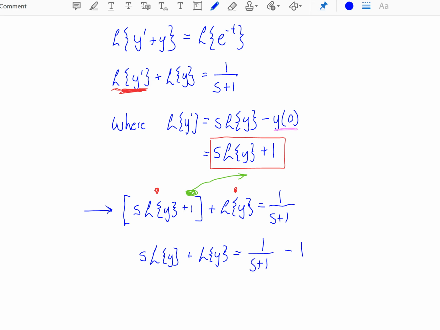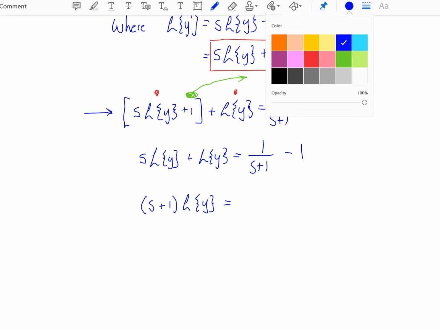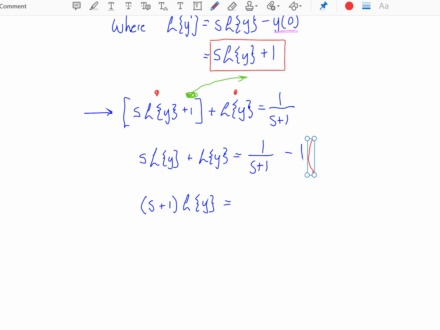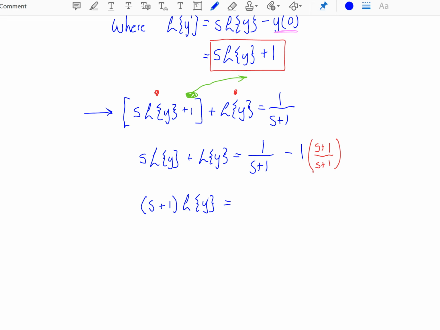So minus 1. Now on the left-hand side, let's factor out our common factor of the Laplace of y. And on the right-hand side, let's combine our two terms together by getting a common denominator, which means we'll multiply the second one by s plus 1 over s plus 1. So we can combine our two terms together, and I think we'll get negative s over s plus 1.